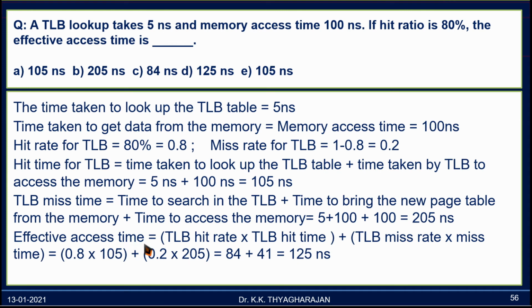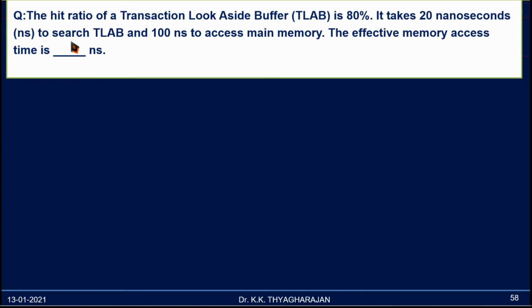So the effective access time is TLB hit rate into hit time plus TLB miss rate into miss time. The hit rate is 0.8. Hit time is 105 plus miss rate is 0.2 into miss time is 205. That will be equal to 84 plus 41, that is equal to 125 nanoseconds. So the correct answer is D. It is 125 nanoseconds. Now let us see another problem.